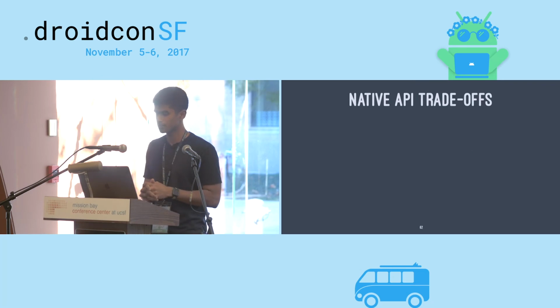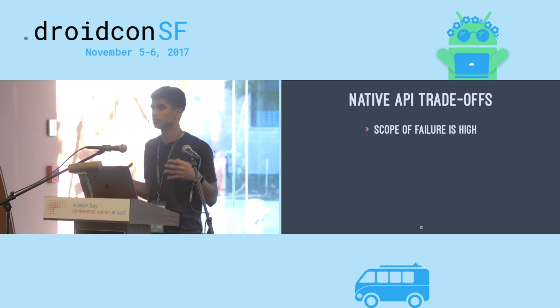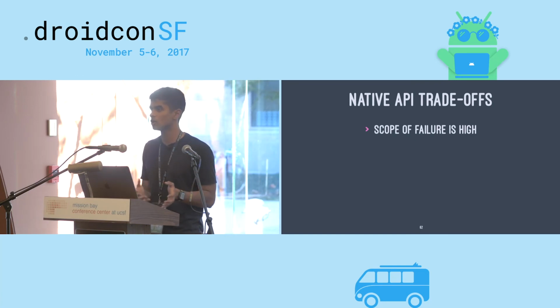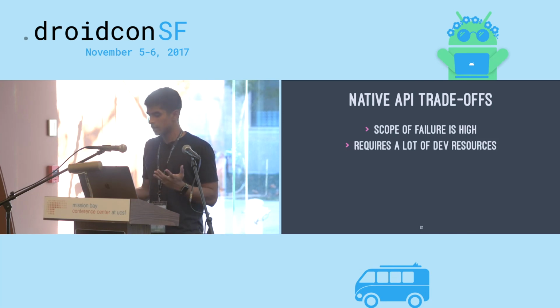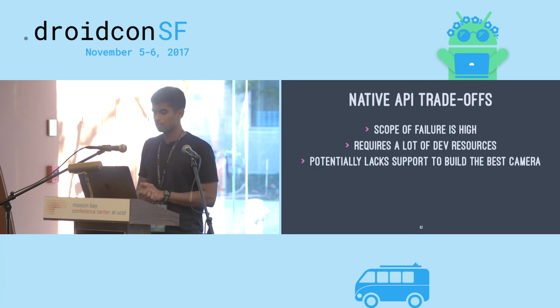Next up, trade-offs. So scope of failure is high because you're wrapping two camera APIs, and you're also making them very configurable. So it's much higher than firing an intent or using a library which has a lot of open source support. It requires a lot of dev resources, obviously because you are wrapping two APIs again. Also, it could potentially lack the support to build the best camera app if the manufacturer doesn't expose certain features.